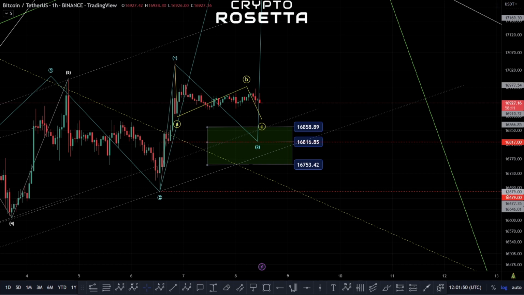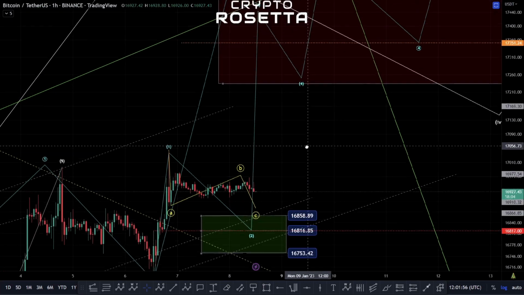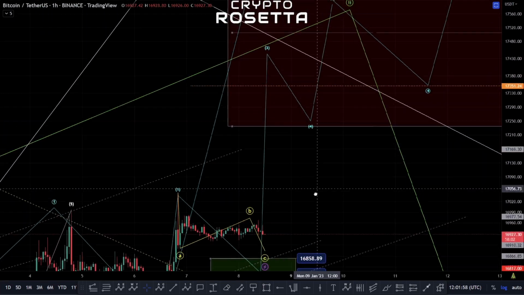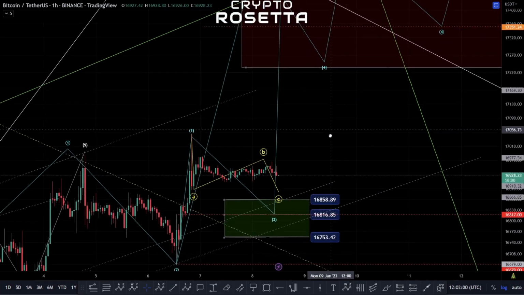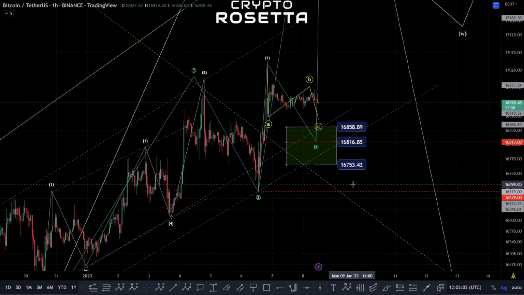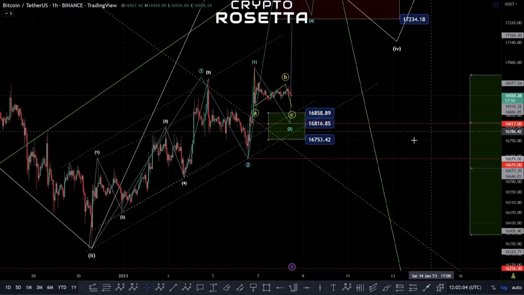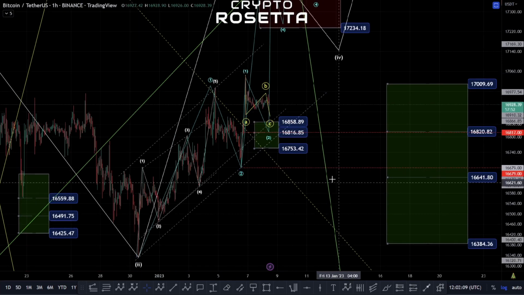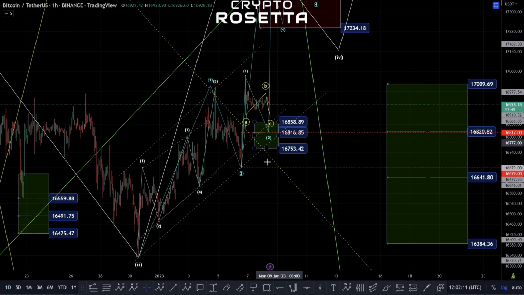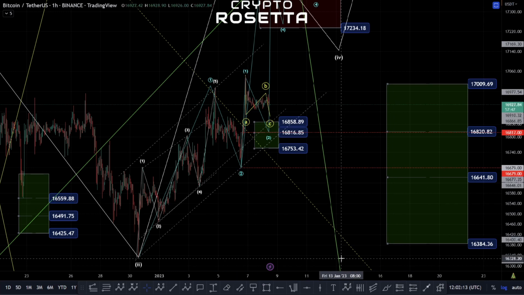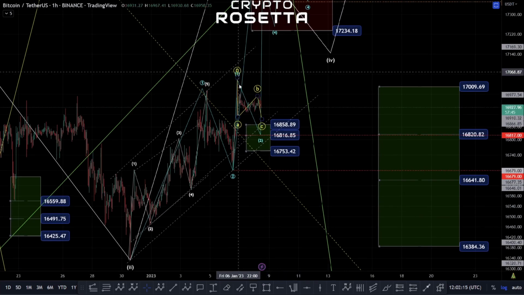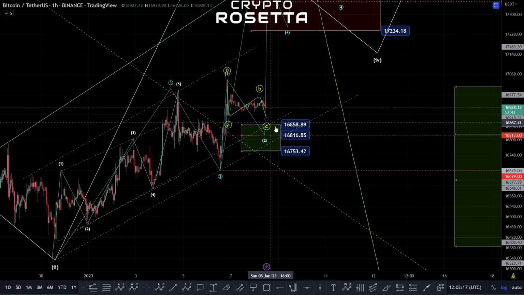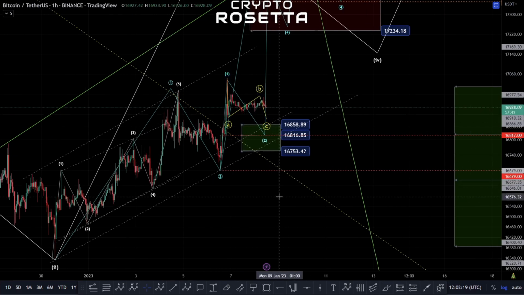If we do move below this zone here of the 16,679 zone, that would actually invalidate this possibility for having this extension as we have it shown here, and would indicate that either we are going to look for a retracement and find support and then look to push up, or alternatively that this could be completed and we're looking to start to break down. So we'd want to see better structure, better impulsive structure to the downside coming in then.